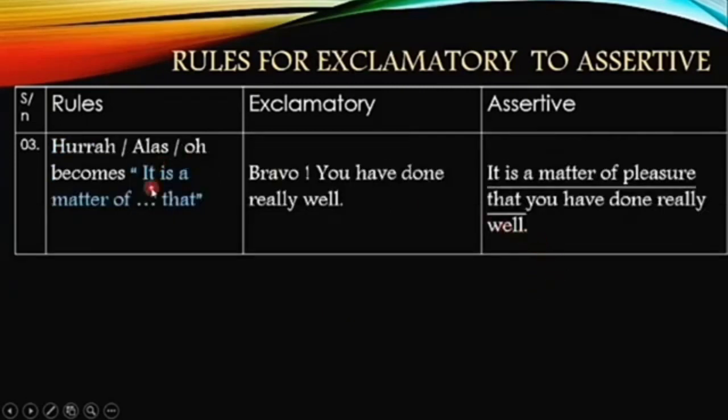Rule number 3 says hurrah or alas or oh becomes "it is a matter of ___ that." The name of the expression or feeling that these words are conveying is going to be added in this gap. For example, bravo, you have done really well. Here, using the word bravo, we are appreciating someone. So the speaker might be very happy or very pleased. It can be converted into assertive in this way. It is a matter of pleasure or it is a matter of joy that you have done really well.